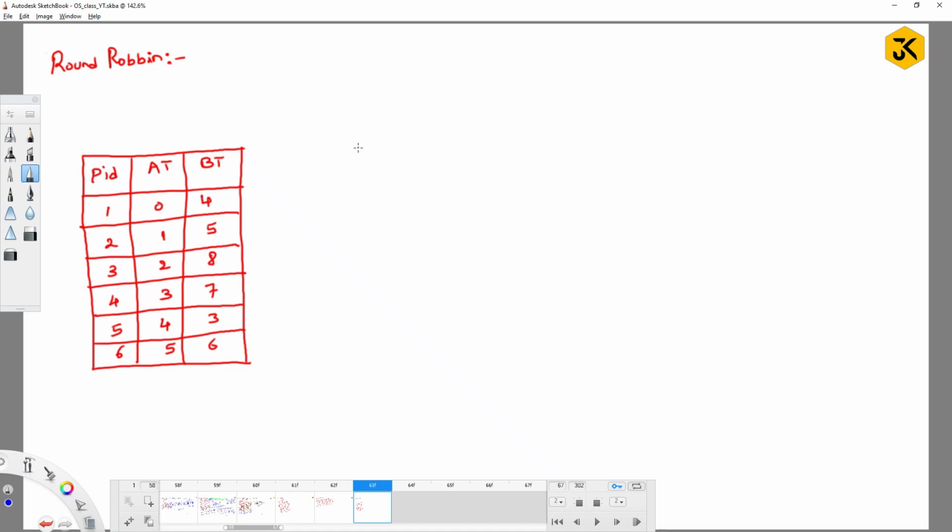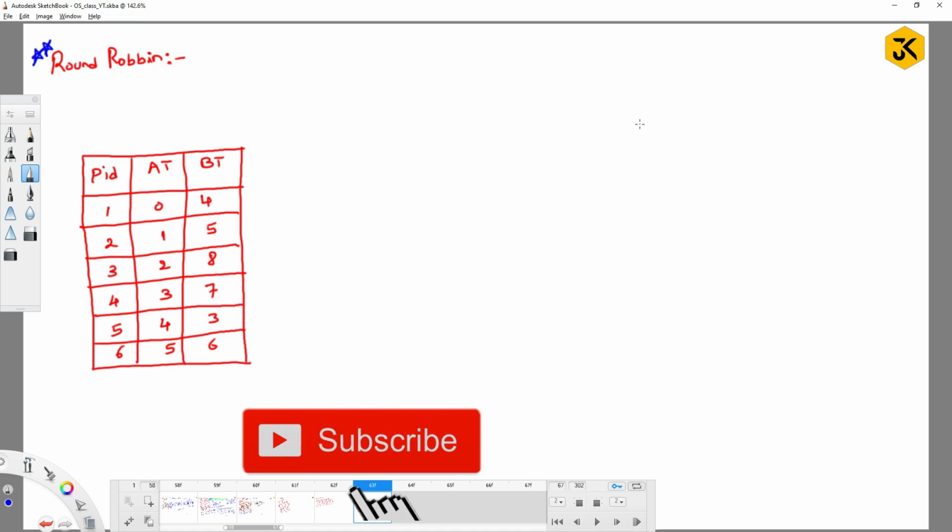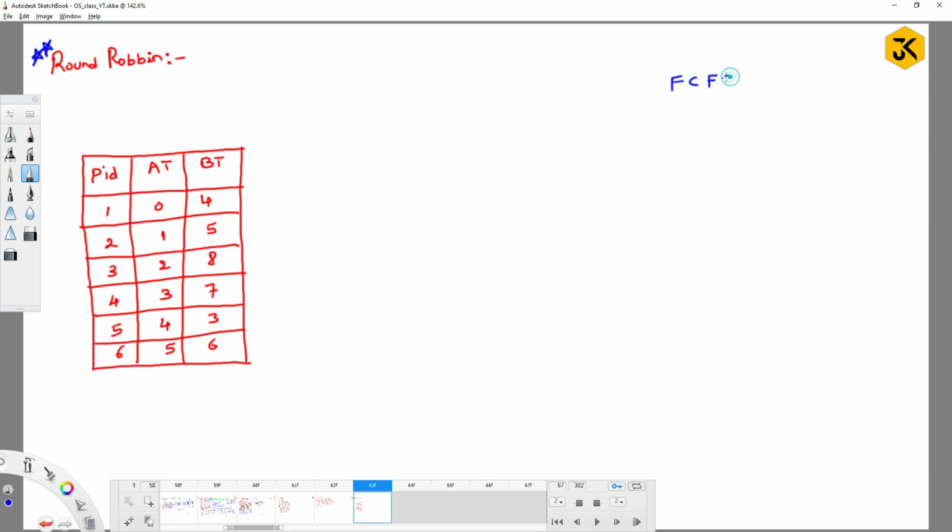Hi everyone, welcome back. Let's see an important algorithm called the round robin algorithm. In the previous videos, when we were studying CPU scheduling algorithms, we came across an algorithm called FCFS, first come first serve. Here the criterion is arrival time, meaning the order in which they arrive is the order in which they are processed.